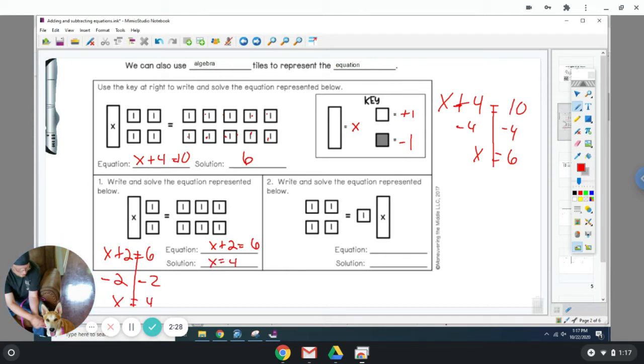All right, next one. You have 4 is equal to 1 plus x. So you need to get rid of this 1. Since it's a positive 1, you're going to subtract 1 from both sides. So 4 minus 1 is 3. So 3 equals x.